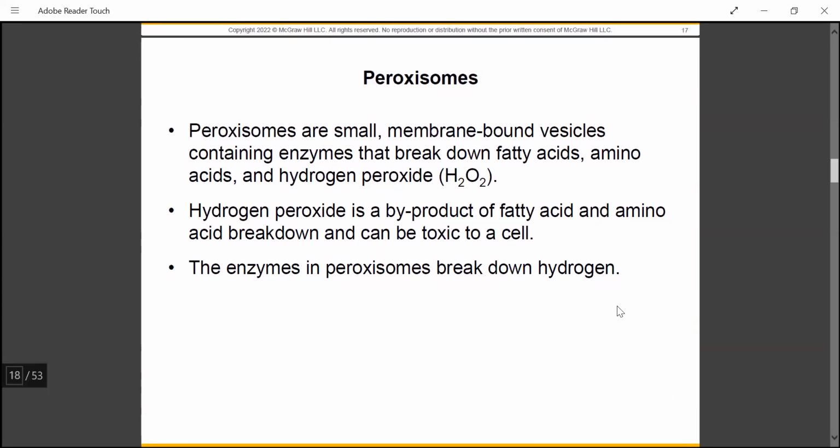Okay, peroxisomes are another special type of vesicle. Peroxisomes are specific to breaking down fatty acids, amino acids, and hydrogen peroxide. Hydrogen peroxide is really a byproduct of our fatty acid and amino acid breakdown, but it can be toxic to the cell.